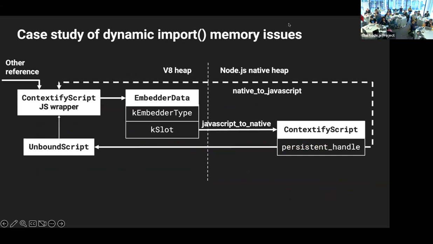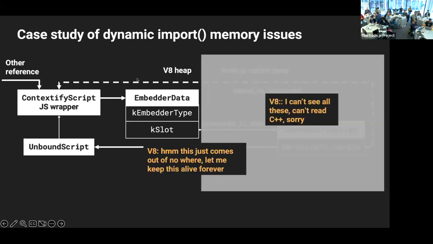In our mind, if you read the code, it should look like this: when this goes away, then this is supposed to go away. And if V8 can see this, the cycle should be garbage collectible. But V8 is like, no, I can't see the right hand side. It just sees that there is this arrow out of nowhere, and V8 is like, I'm just going to keep this UnboundScript indefinitely alive. And then it turns out that the UnboundScript also keeps the JavaScript wrapper alive, so that you have a leak. This is just going to be there forever.